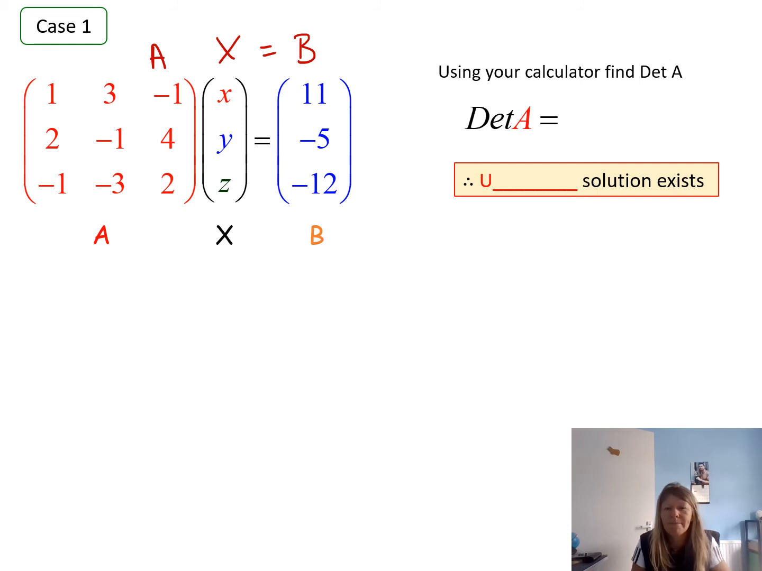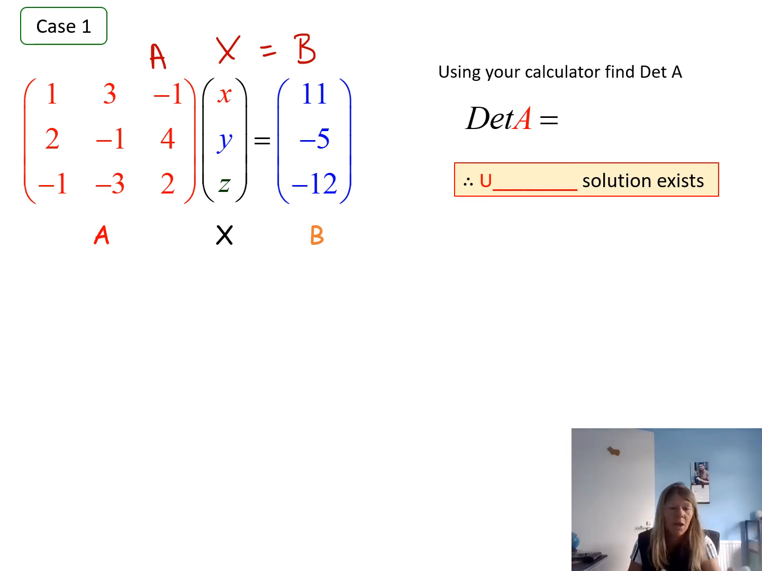Right, I'm back. So the determinant here, we said we're going to do it on the calculator. So menu, run mode. We want the matrix button, so that's F3. We want a 3×3, so you put that in, and then you enter your matrix very slowly: 1, 3, -1, 2, -1, 4, -1, -3, 2. So you've got your matrix in.